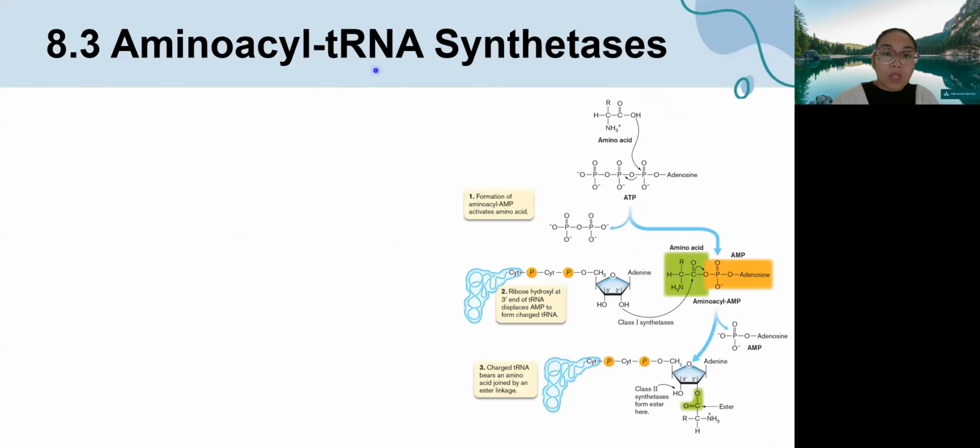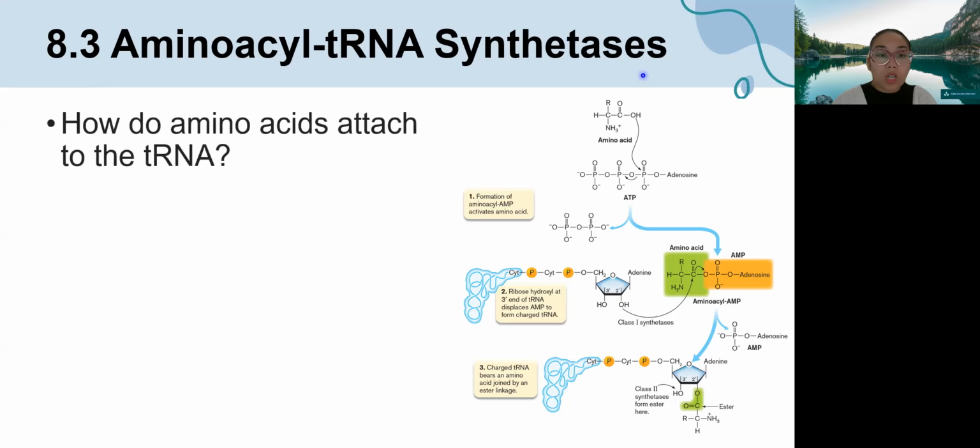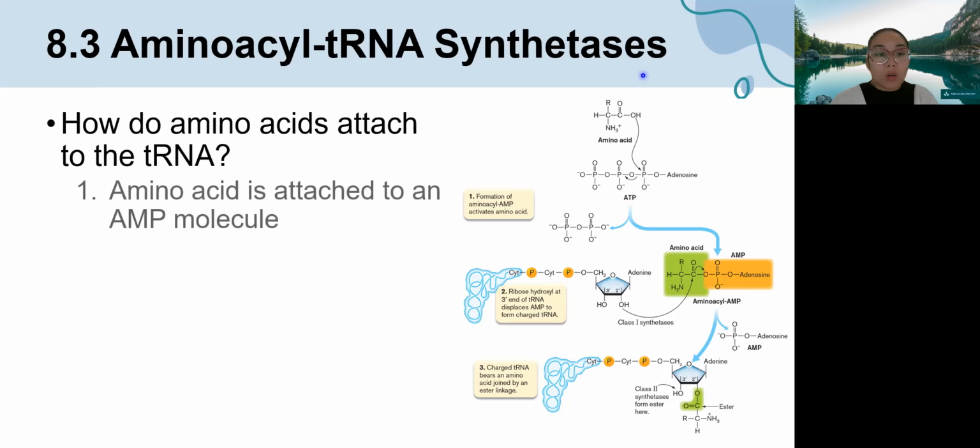And so we use these molecules called amino acid tRNA synthetases. Basically, what they do is they attach an amino acid to the tRNA. So how does this work, basically? So an amino acid is floating around, and it's going to attach itself to an AMP molecule. So here's ATP. The ATP is going to be broken so that the two phosphates are removed. And so now it's just adenosine with one phosphate, and it attaches itself to the amino acid, okay?